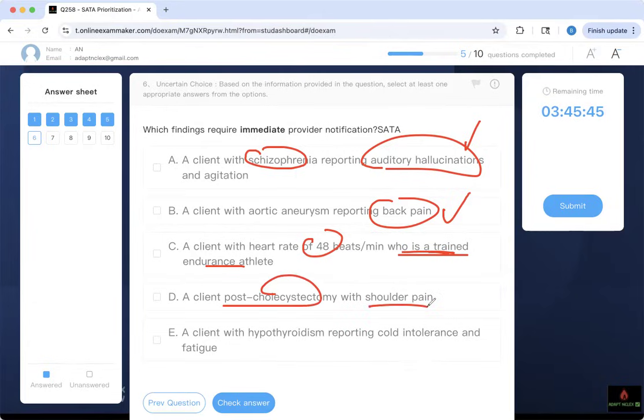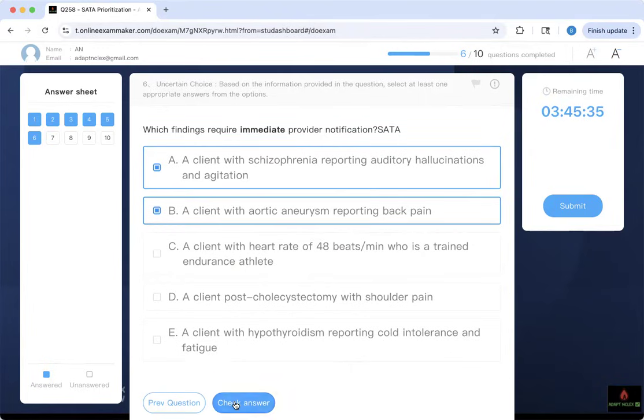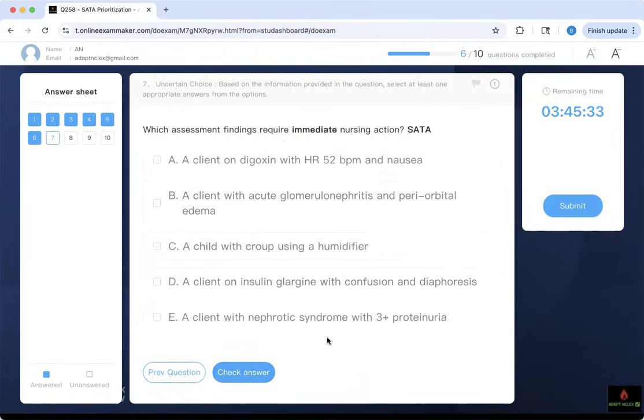Cholecystectomy is supposed to have shoulder pain. Hypothyroid is supposed to have cold intolerance and fatigue. Two answers, A and B. With over-selection, you miss more points. Don't miss points. Which assessment finding requires immediate nursing action? Same thing. Digoxin, heart rate of 52 and nausea.